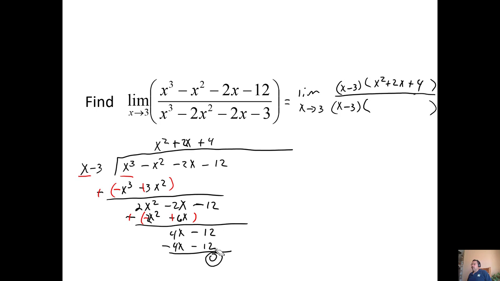Okay, so you should pause the video and make sure that you can figure out how to factor this trinomial. Right, so go ahead and do that. Pause the video.